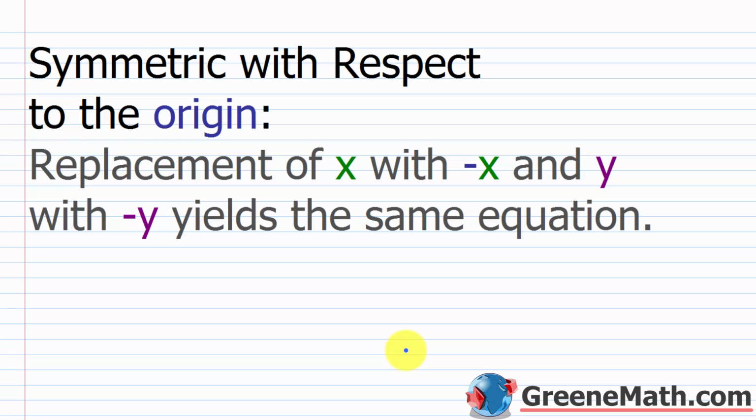All right, now the last one we're going to look at is when a graph is symmetric with respect to the origin. This one's a lot more difficult to look at and see visually. But essentially, if we replace x with negative x and y with negative y, and we end up with the same equation, we have symmetry with respect to the origin. So what you're going to find is that on a given graph, if you have an (x, y), then you're going to have the negative of that x and the negative of that y on the graph. So let's look at an example.